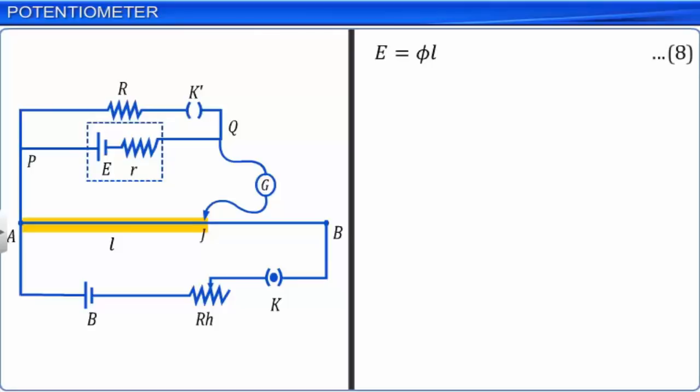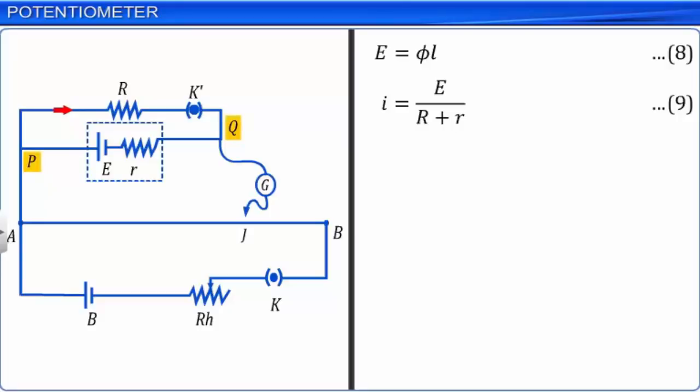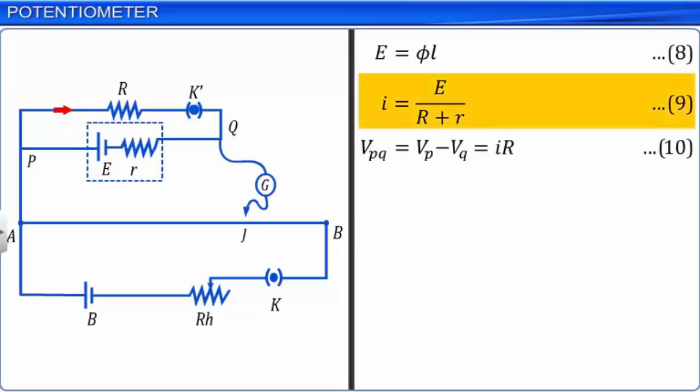When K' is pressed, the resistance R is included in the secondary circuit. The current through the cell I is equal to E by R plus r. Let this be equation 9. Then the potential difference across points P and Q, which is the terminal voltage of the cell, VPQ, is Vp minus Vq is equal to I into R. This is in keeping with Ohm's law. Let this be equation 10. Substituting the expression for I from equation 9 in equation 10 and simplifying, we get VPQ is equal to E by R plus r into R. Let this be equation 11.